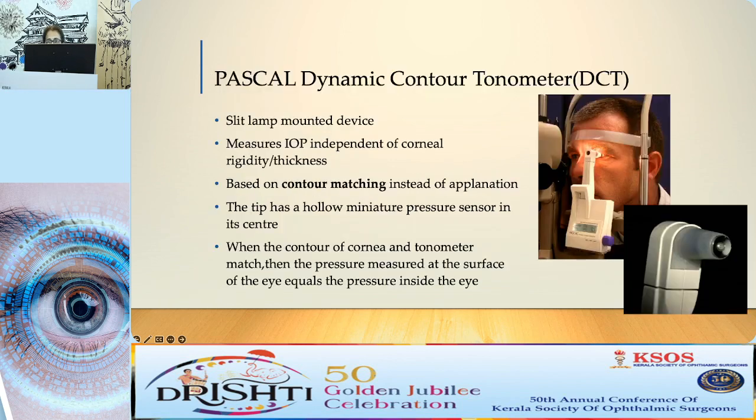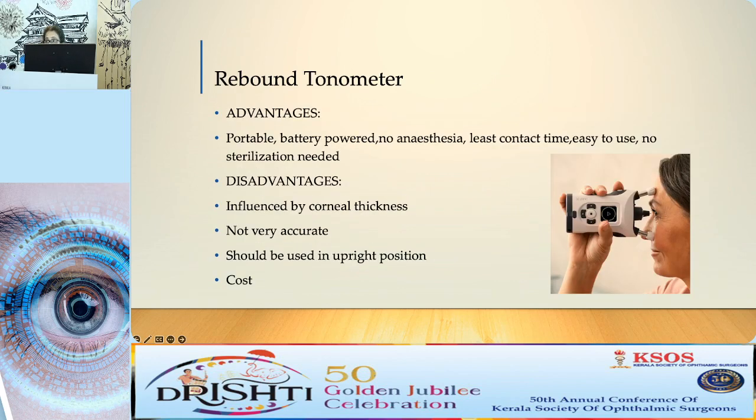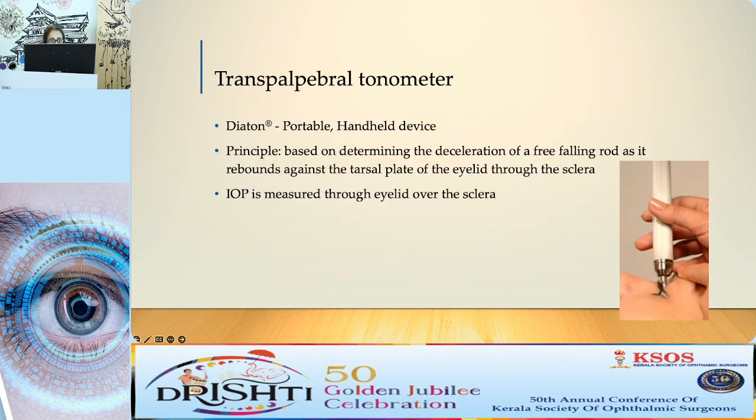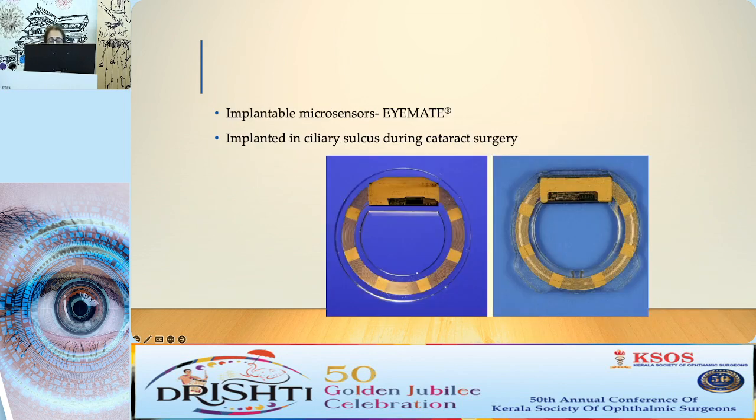Then Pascal's DCT is a slit lamp mounted instrument using contour matching, so it is less affected by corneal thickness and properties. So you can use it in thin corneas. Then the rebound tonometer is very popular in the Western world. It is handheld, portable, with a small area of applanation, and needs no topical anesthesia. You can use it for home tonometry even. Then transpalpebral tonometers are also available, where we measure the IOP through the eyelids, but readings are not that accurate. Then 24-hour monitoring devices, like Triggerfish, contact lens, and also implantable sensors, are all being researched.